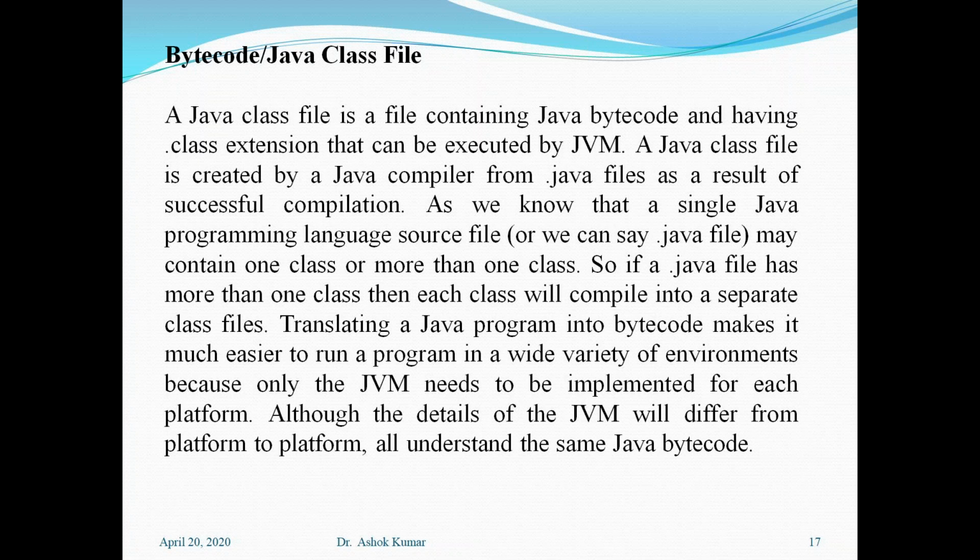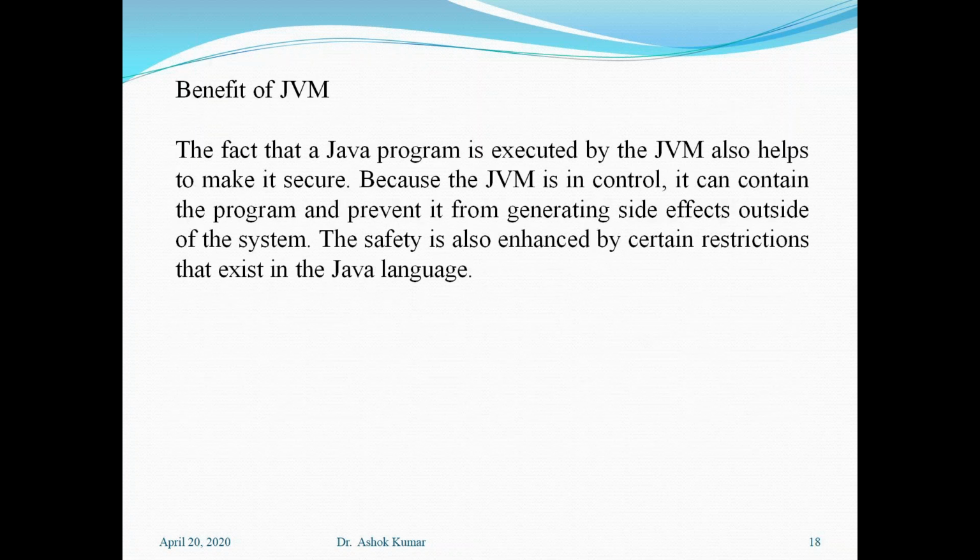So it depends on how many classes you have used in your program, and corresponding to each class, one bytecode file with the extension .class will be created. The benefit of the JVM we have already discussed: your program will not affect the system because it will run inside the JVM, and the JVM provides the security. It will not allow you to directly interact with the hardware. So this is the main benefit.